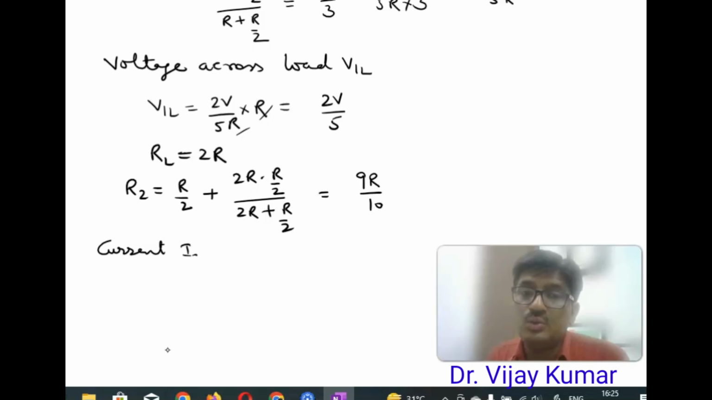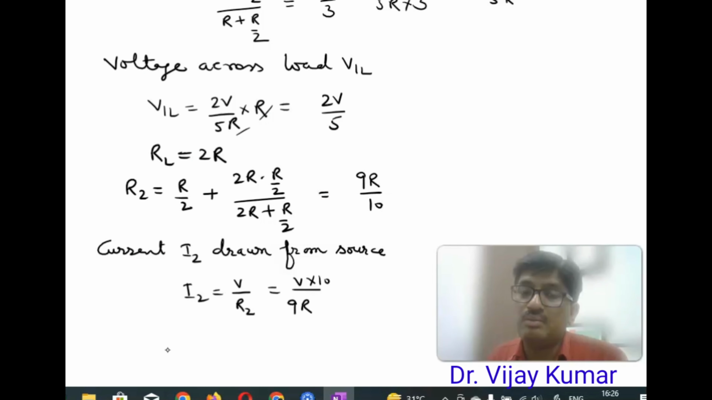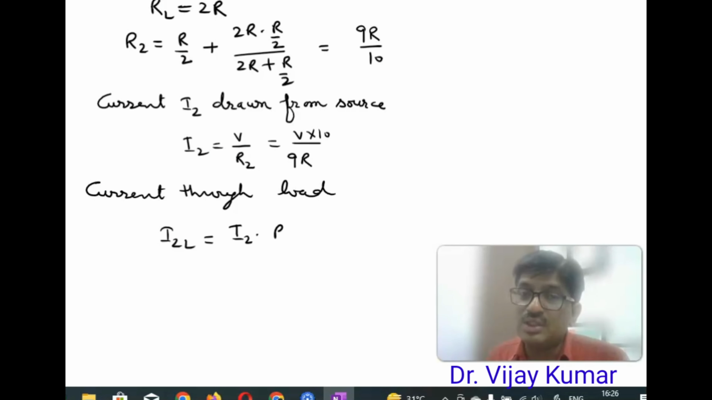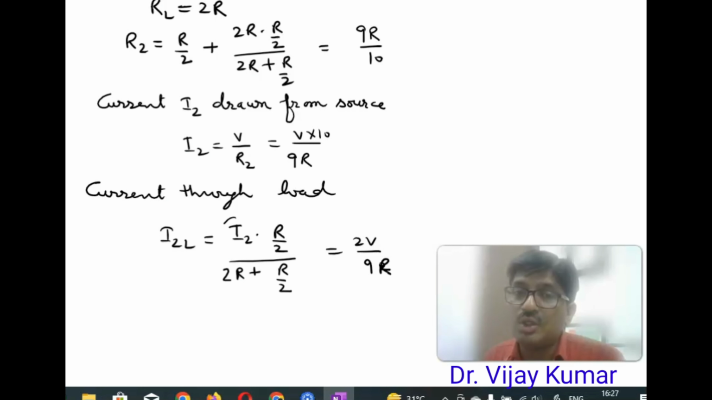Similarly, the current I2 drawn from the source, in place of I1, becomes V upon R2, which is V upon 9R by 10, that is 10V upon 9R. Similarly, we determine the current through the load, I2L. Previously the dividing resistance was R plus R by 2; now it becomes 2R plus R. So it becomes 2V upon 9R.